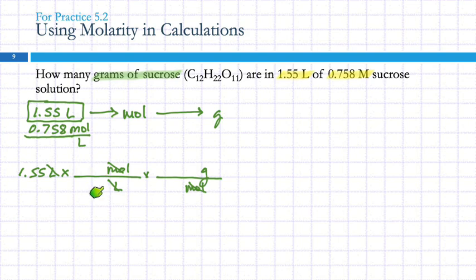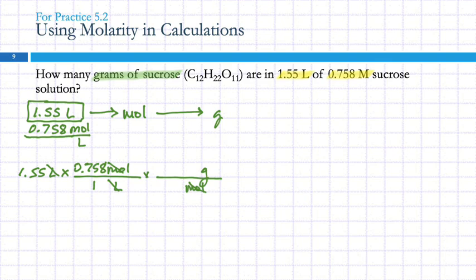The relationship between moles and liters was given. That's the molarity. 0.758 is with the unit mole. Moles are on top, so I'm going to put this number on top, and that's per 1 liter. You can write the 1 down there if it makes you feel better.